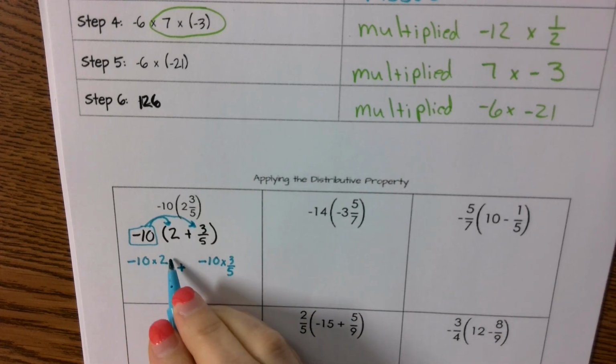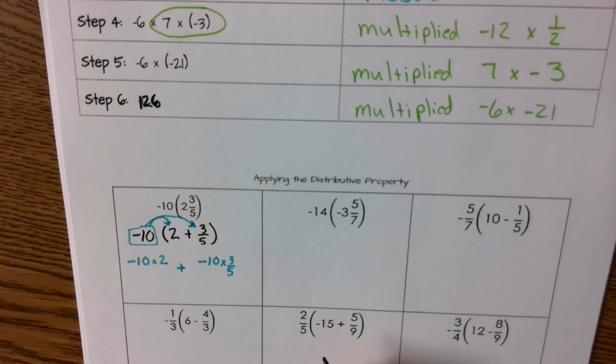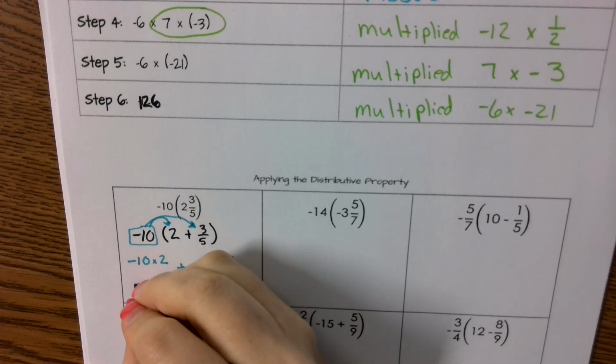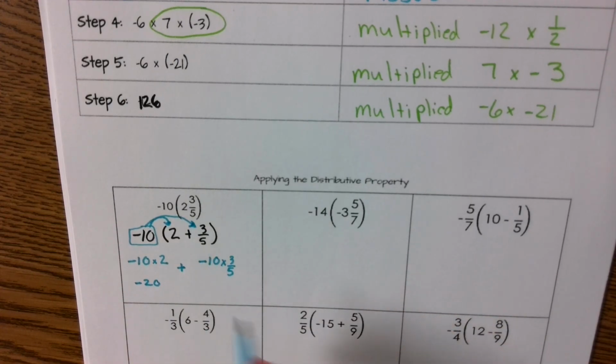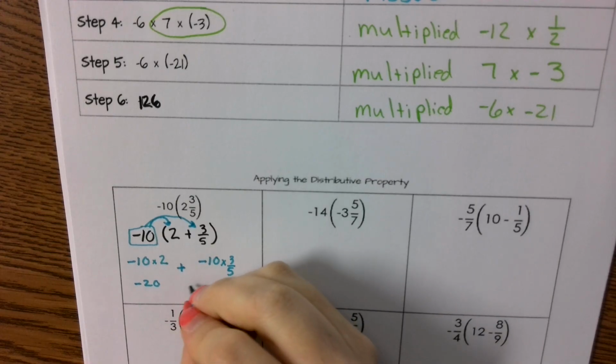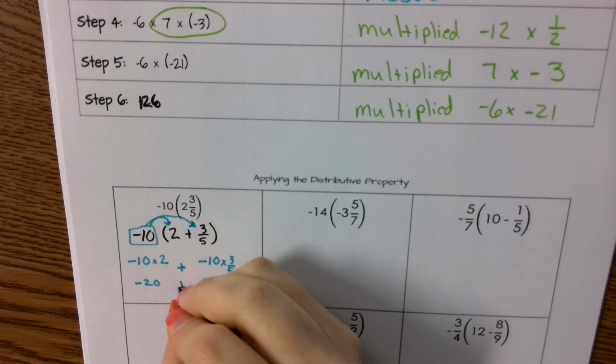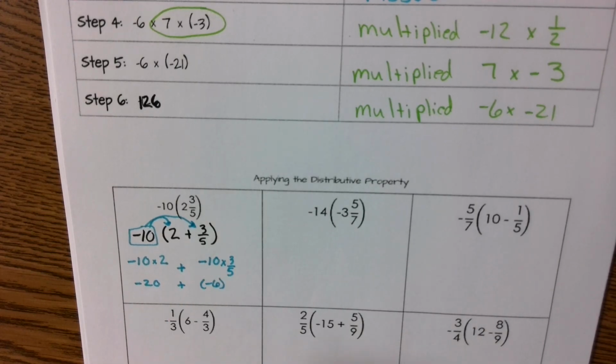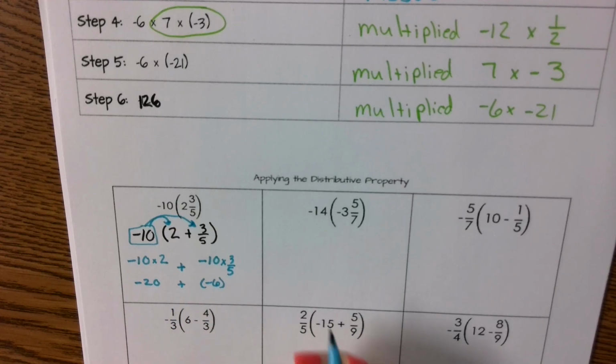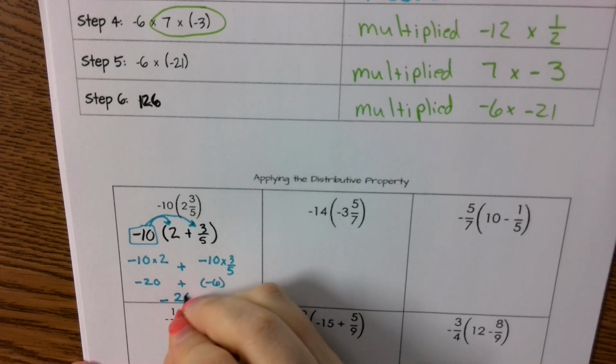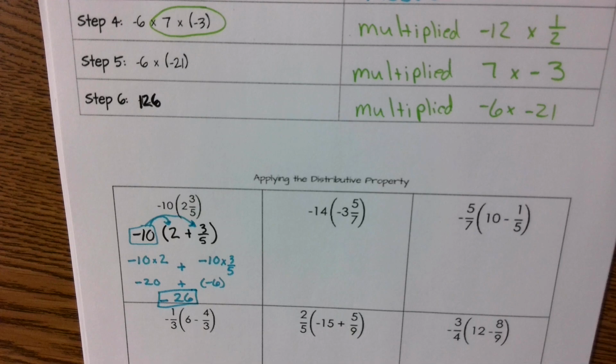So what's negative 10 times 2? Negative 20. Okay, what's negative 10 times 3/5? Negative 30/5, which can simplify to what? Negative 6. And then we're just adding that. Okay, and the negative 20 plus negative 6 is negative 26. Okay, we're going to stop here now.